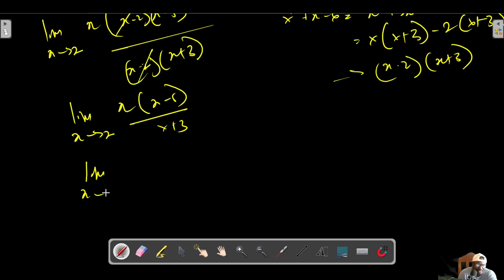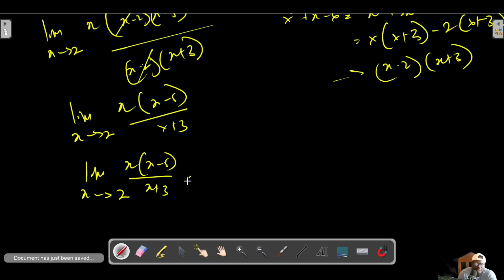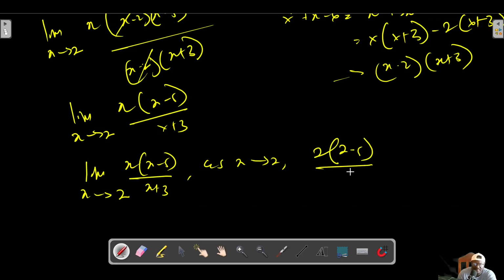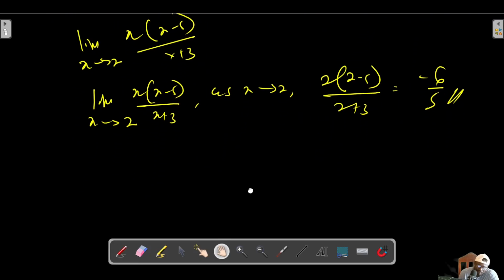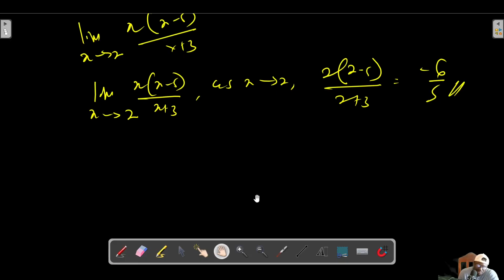So here the job is simple. The limit as x approaches 2 of the expression. So as x approaches 2, what would this limit be? We'll get 2 multiplying 2 minus 5 on 2 plus 3. We end up with 2 minus 5 is negative 3, times 2, negative 6 on 5. As simple as that. I believe this is a simple problem. We move on to the next one.